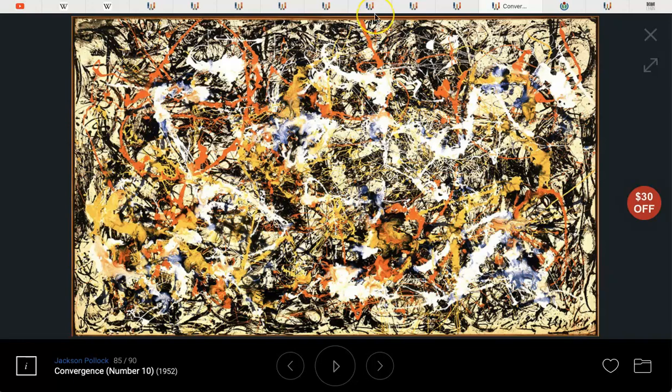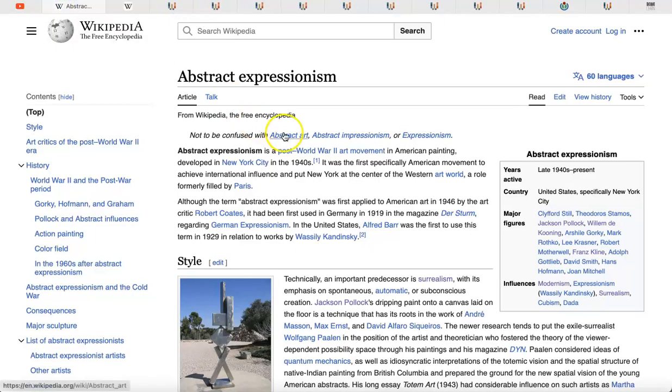I really can't. Tell me how you feel about Jackson Pollock. Tell me how you feel about Abstract Expressionism. Tell me. I must know. A post-World War II art movement in American painting, developed in New York City in the 1940s. What's going on with Abstract Expressionism? Can you explain it to me?